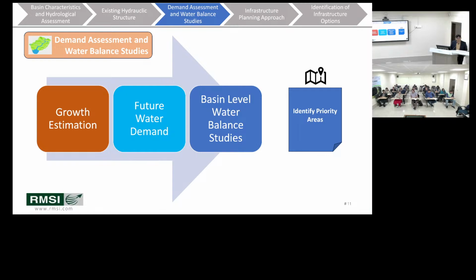Then demand assessment for the water balance study, growth estimate, future water demand, considering climate change impact scenarios. Then basin level balance studies: what is the water potential in your basin. Then identify priority areas. If you have sufficient water, there should be a plan to divert water to a nearby area where there is scarcity. If there is a water quality issue, we should plan water treatment. Depending upon your priority and your basin area, you should have priorities 1, 2, 3, 4, 5, considering the budget allocation and the characteristics of your basin.